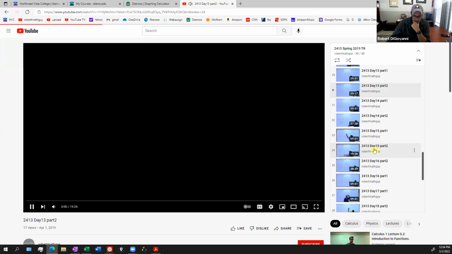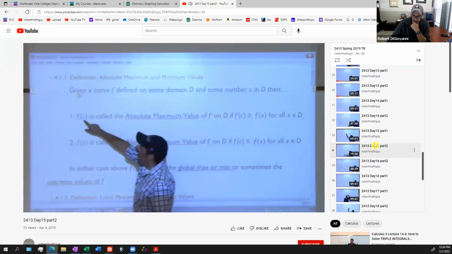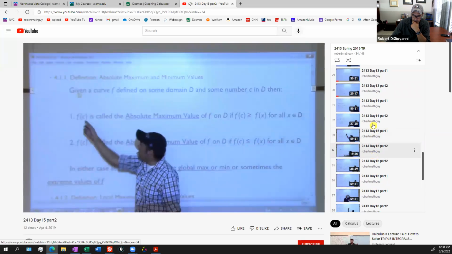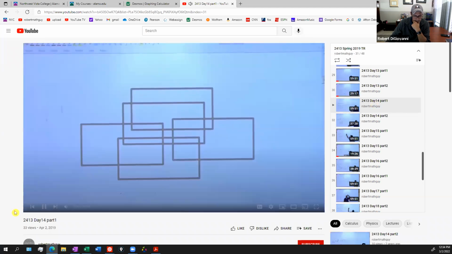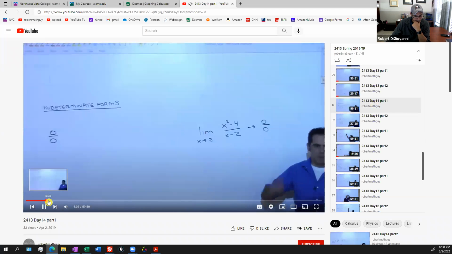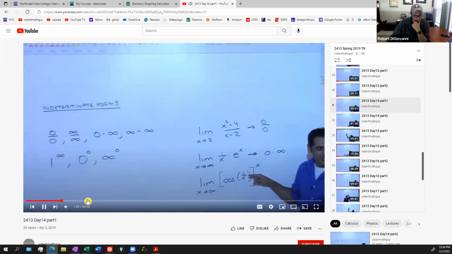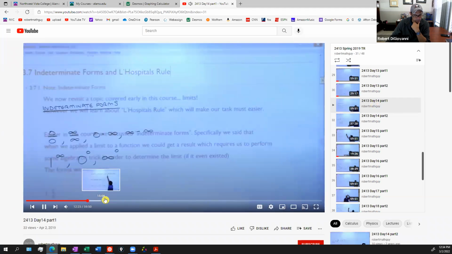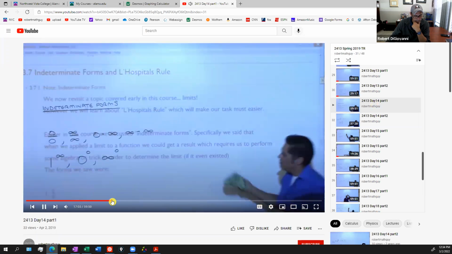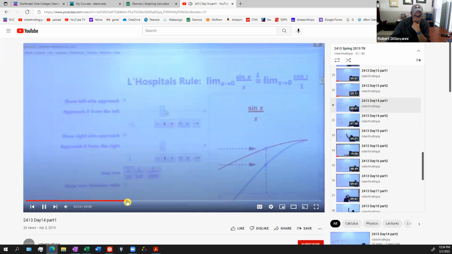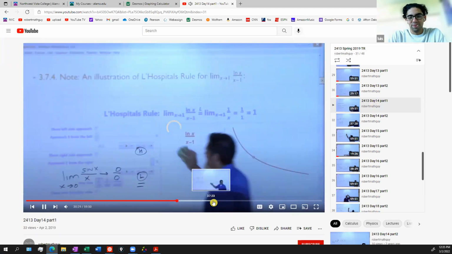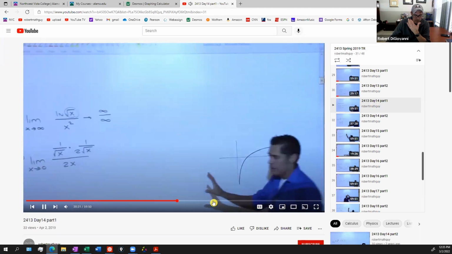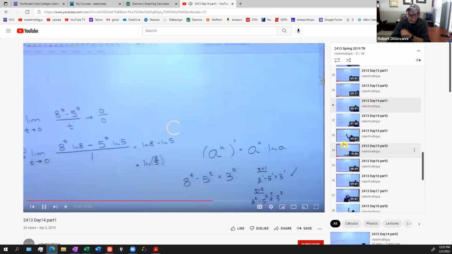This is f of c, the function at some value c is called the maximum. Ooh, this looks like it. Indeterminate form. Here we go. There we go. That's me talking about it right there. And creation of this. L'Hopital's rule. Let me see. Go through here. Let's clean this up algebraically. Infinity over infinity.